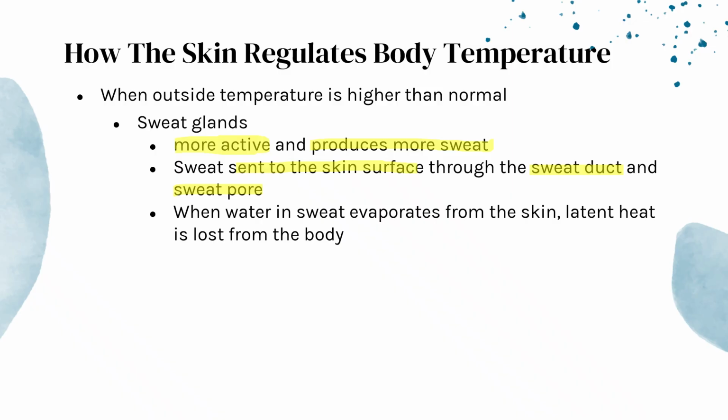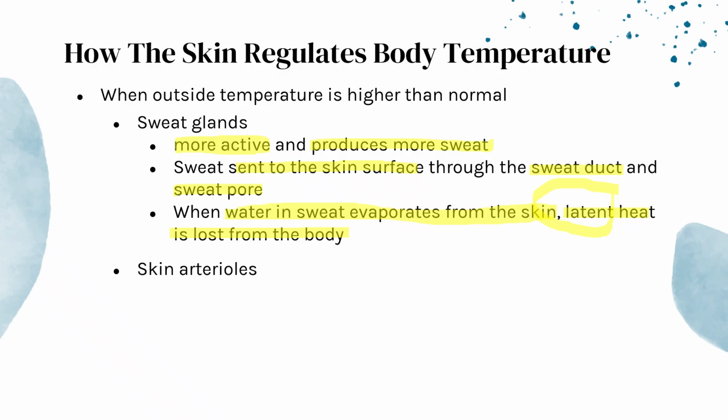So when sweat goes onto your skin surface and is in contact with the air, the water in the sweat will evaporate from the skin. This is basic evaporation. And when the water evaporates from the skin, latent heat is lost from the body. Latent heat is important, so you have to write latent heat. This happens when you are perspiring. And when the wind blows, you feel cooler because the evaporation of sweat actually cools your body.